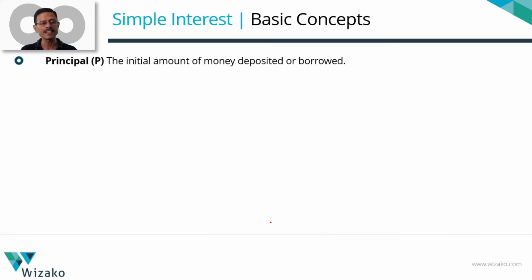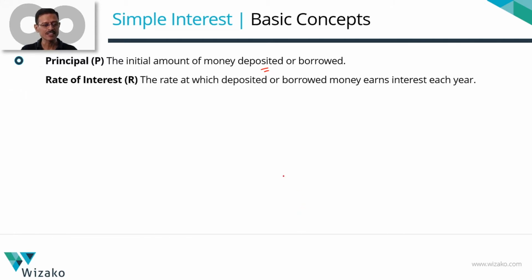First of the terms that we'll be looking at is principal. That's the initial amount of money deposited or borrowed. So you put in $1,000 into a deposit or you borrow $1,000, that's called the principal. Rate of interest. Rate of interest is a rate at which deposited or borrowed money earns interest each year. It's expressed as percentage per annum. We'll say the rate of interest is 5% per annum, 10% per annum, and so on.